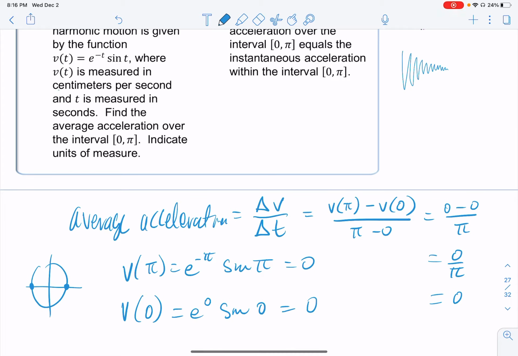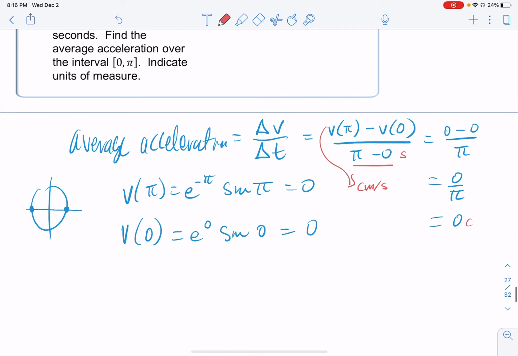What were we measuring in? We were in centimeters per second. So the top part is in centimeters per second, and the bottom part is in seconds. So it's centimeters per second per second, or centimeters per second squared. There you go. We just found an average rate of change.